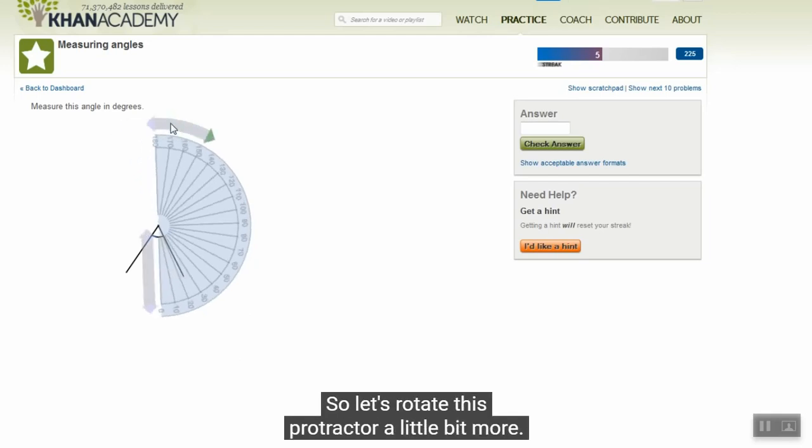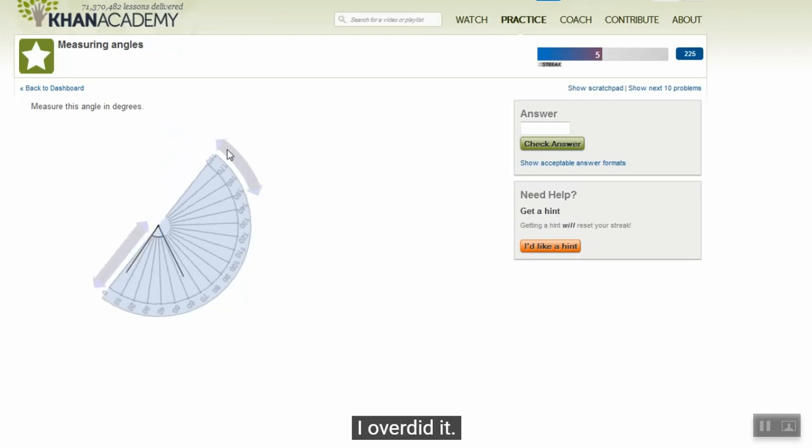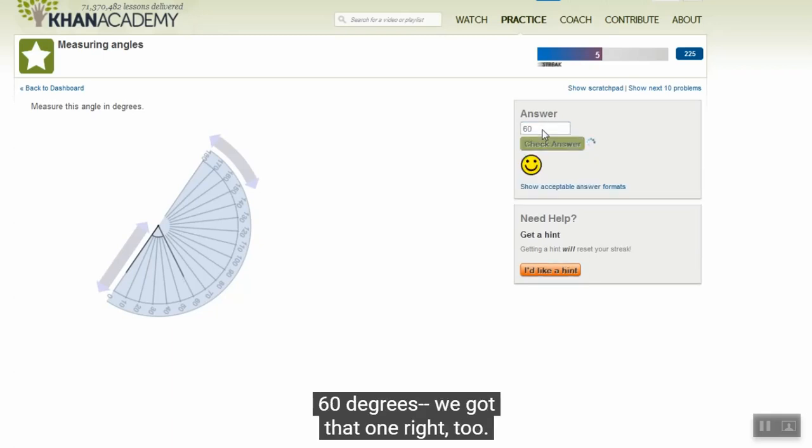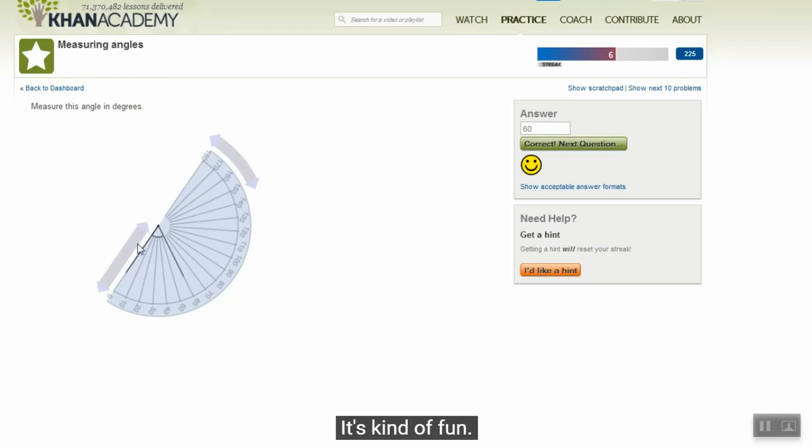So let's rotate this protractor a little bit more. I overdid it. And so this looks like this is 0 degrees, and then this right over here is 60 degrees. 60 degrees. We got that one right too. So hopefully that helps you with this module. It's kind of fun.